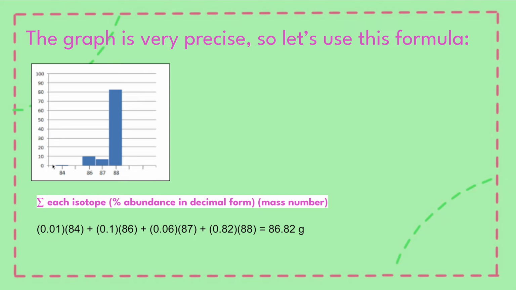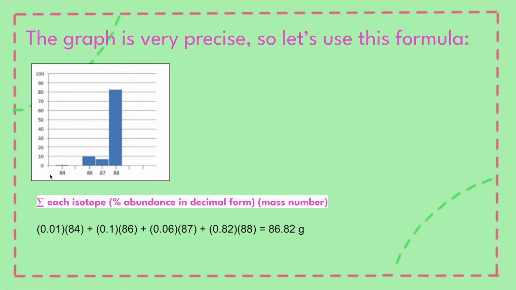So what we do in this formula is that for each isotope, which is basically each bar, we multiply the percent abundance in decimal form times the mass number, and then that gives us our final answer. So for this bar over here, its percent abundance is about 1%. We convert that to decimal form. Its mass number is 84.